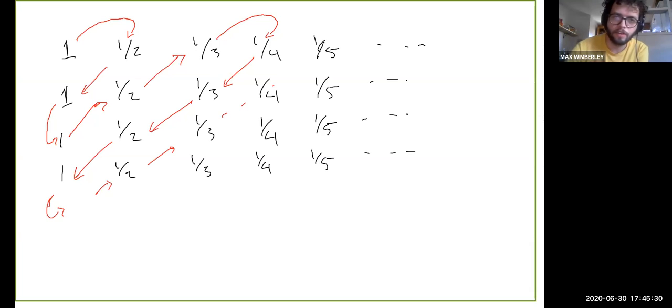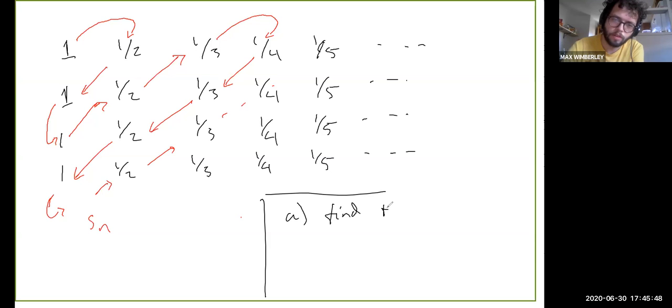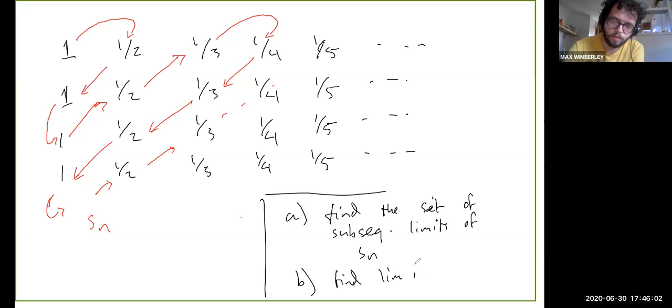So let's call that Sn. So this is Sn, right? The question is: A, find the set of subsequential limits of Sn, and B, find the lim inf and the lim sup.